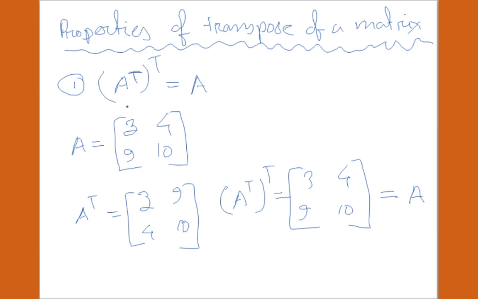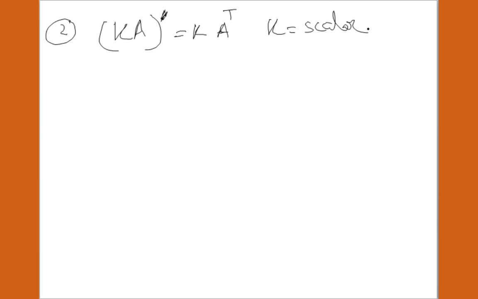So the second property is, suppose a matrix is multiplied by a scalar, then the transpose is equal to K times A transpose, where K is a scalar quantity, like 1, 2, 3, 4.